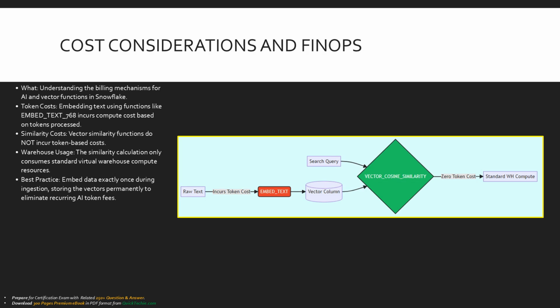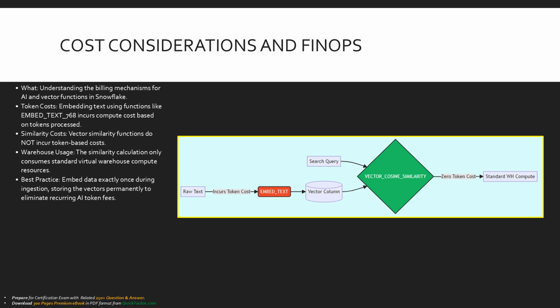As enterprise leaders, we must practice strong FinOps. You need to clearly distinguish between AI generation costs and vector search costs. When you initially convert your text into vectors using a function like embed text 768, you incur a compute cost based on the number of tokens processed. However, once those vectors are safely stored in your tables, running the vector cosine similarity function during a user search does not incur any token-based costs.